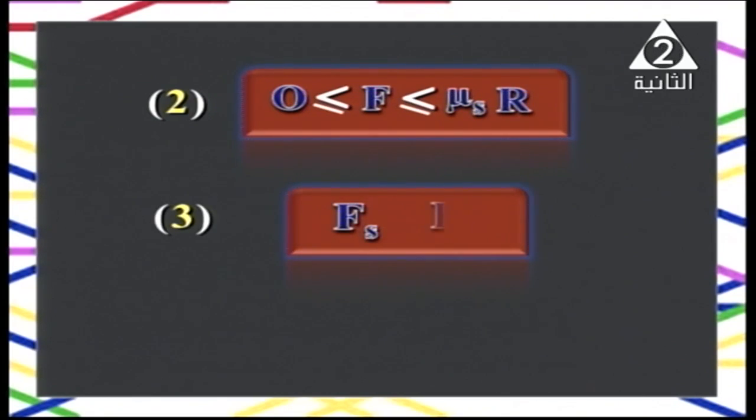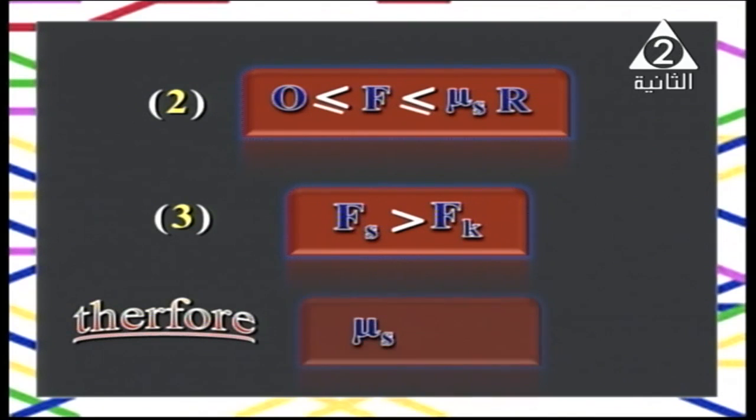Number 3, Fs, or static friction force, must be more than kinetic friction force Fk. Therefore, we deduce that mu s is more than mu k. Why? Because Fs is more than Fk. Fs is static friction force, Fk is kinetic friction force. We deduce that mu s is more than mu k.